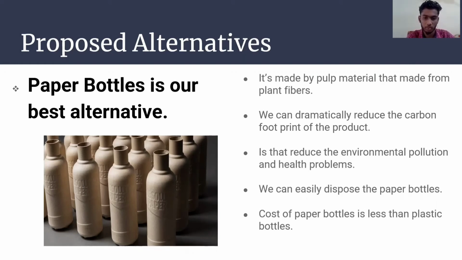If we consider the manufacturing process, paper bottles emit less carbon dioxide to the atmosphere when compared to the other alternatives, such as glass bottles and stainless steel bottles. Therefore, we can reduce health problems and environmental impacts. Then we are able to reduce the carbon footprint of this product also. By considering raw materials, we can dispose of the paper bottles without any environmental pollution.